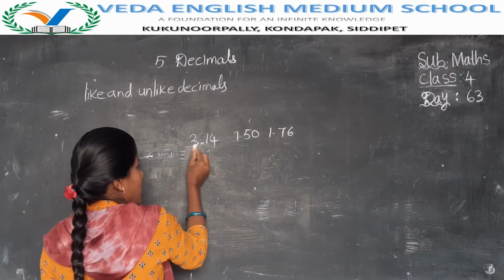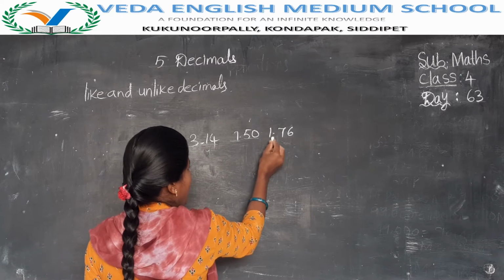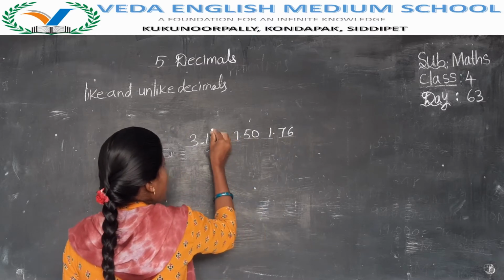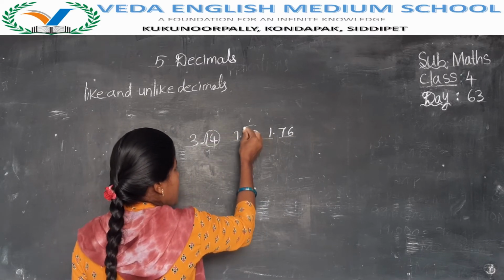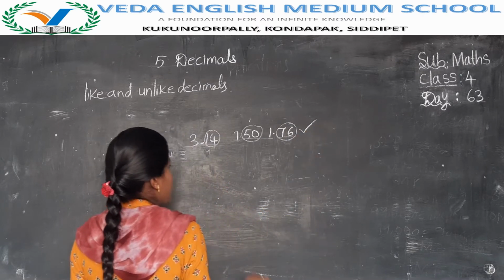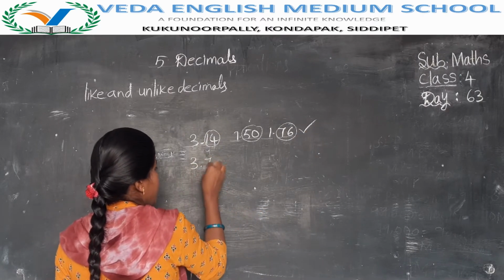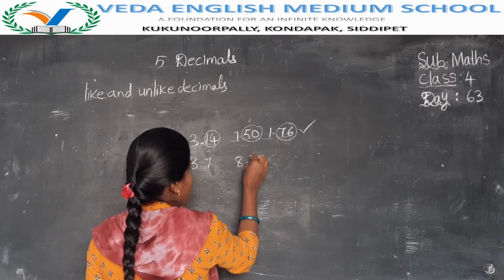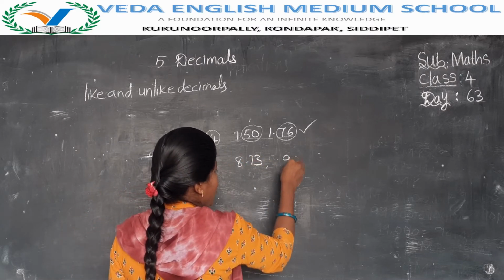Here it is whole number part, decimal part, whole number part, decimal part, whole number part, decimal part. The decimal part should be equal. Here we have two decimals, here two decimals, and here two decimals. So these are like decimals. If we have like this, 3.7, next 8.73, next 9.70.